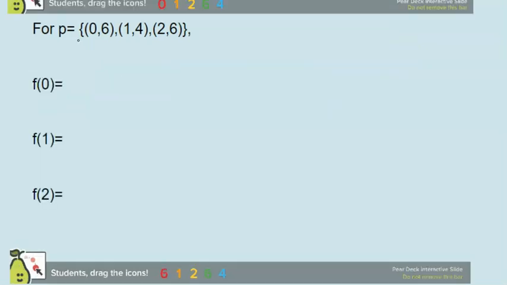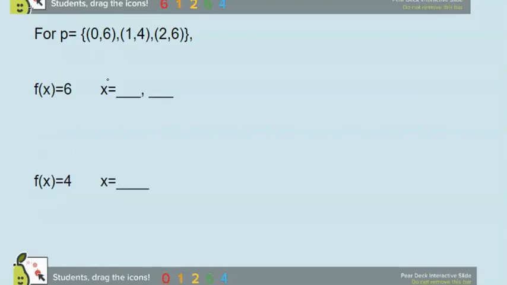For this one, p equals (0, 6), (1, 4), (2, 6). Evaluate f of 0. So when x equals 0, y equals what number? You drag that icon right here. Same thing here, same thing here. Now let's look at this one. For p equals the same set as before, f of x equals 6, x must equal, there's two numbers there. What are they? Drag the icons onto the correct spots. And then when y equals 4, x is what? Drag the icon.